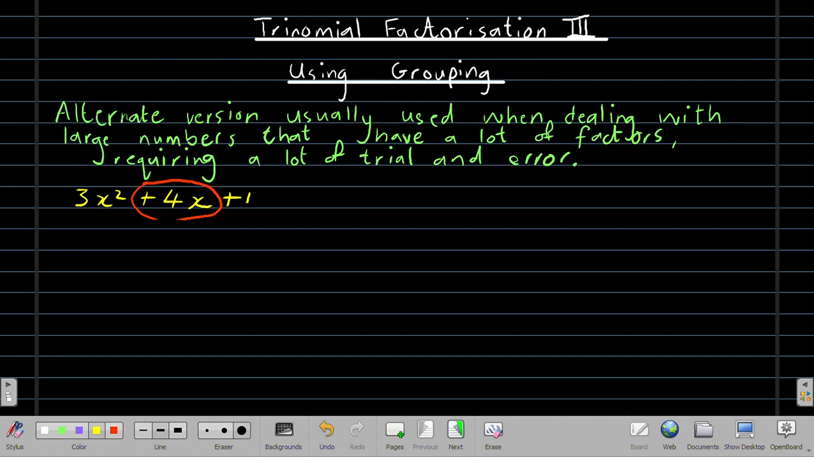Usually I've tried to use this when dealing with large numbers, like if maybe the third term is something like 100 and it would have just too many factors. You can find the factors, but in order to do all that trial and error, it might take some time. So using this method, you're able to do it quickly, but of course the method is a bit more difficult, so please use with caution.